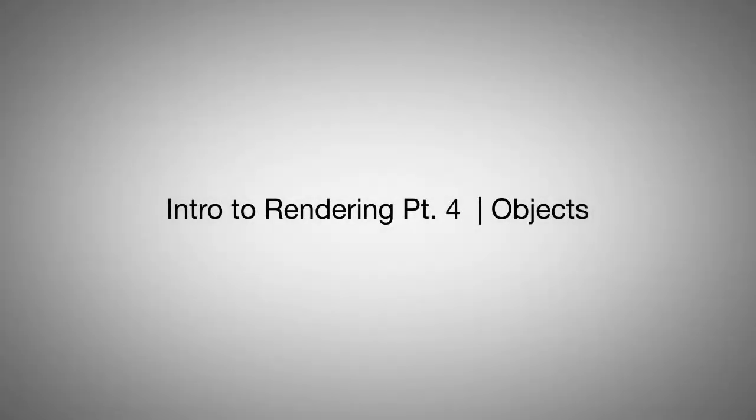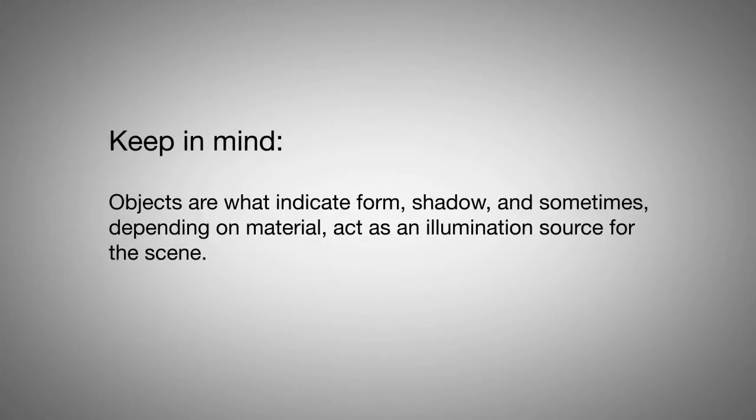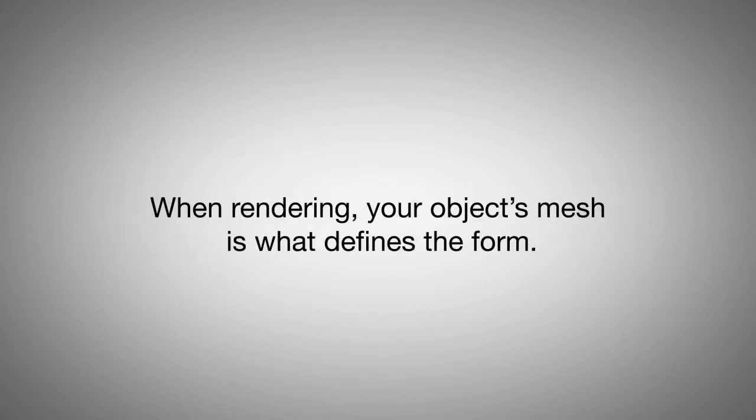We're continuing on with our Intro to Rendering series, and today we're going to discuss the objects in the scene. As I mentioned in the first video in this series, objects are what indicate the form and shadows, and sometimes, depending on the material that is applied, can also be another source of illumination in your render. Here's where it gets a little hairy though.